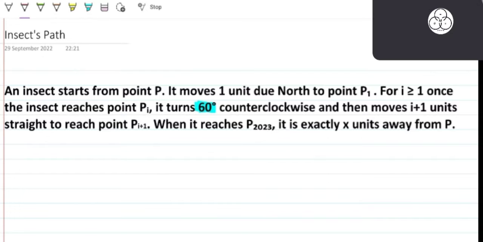Let me consider the direction sense as north, east, south, west. I have this liberty to consider my directions. This is P, this is P1. And for i greater than or equal to 1, let us satisfy the condition. I'll travel i plus 1 units in the counterclockwise direction.